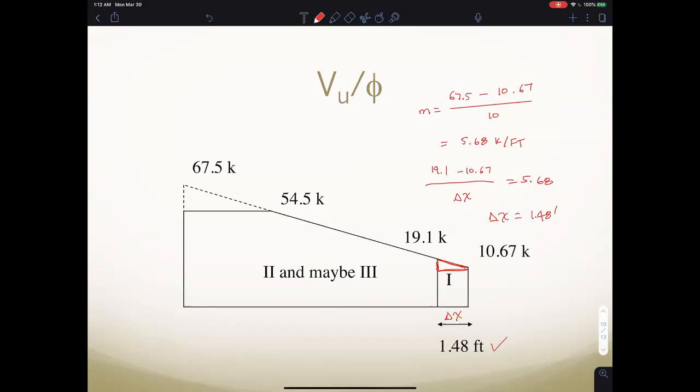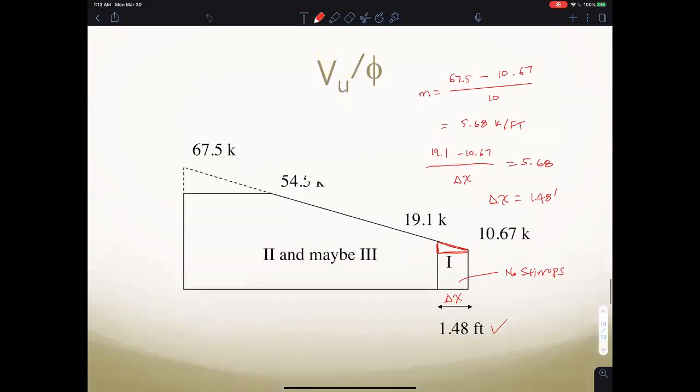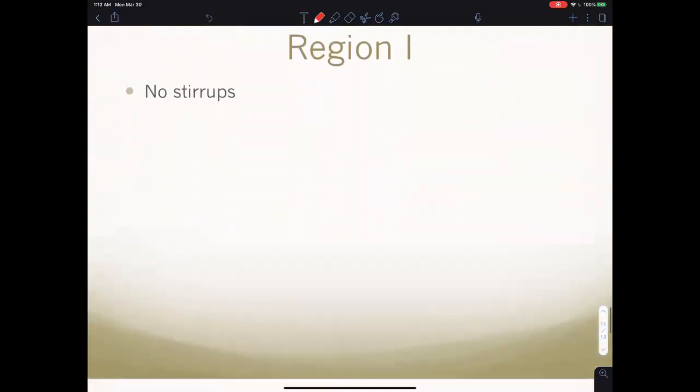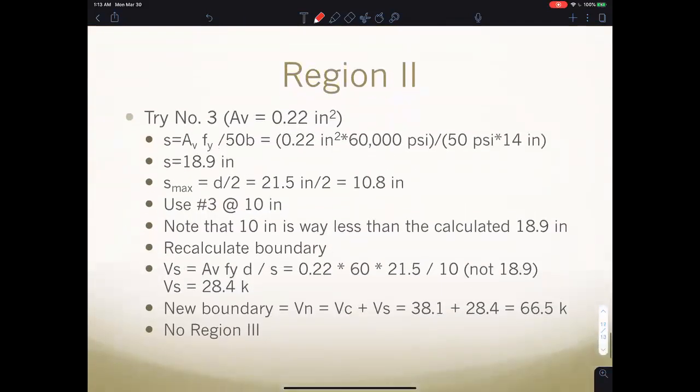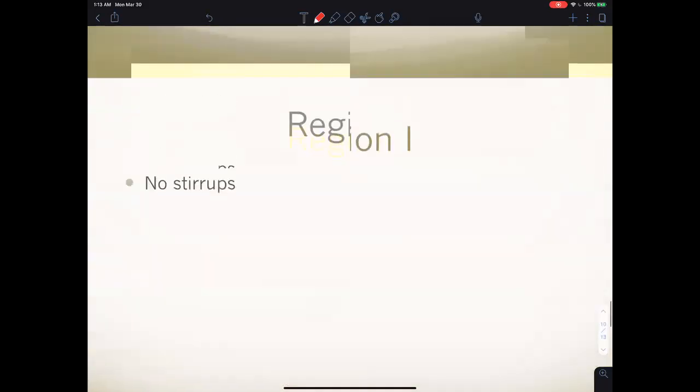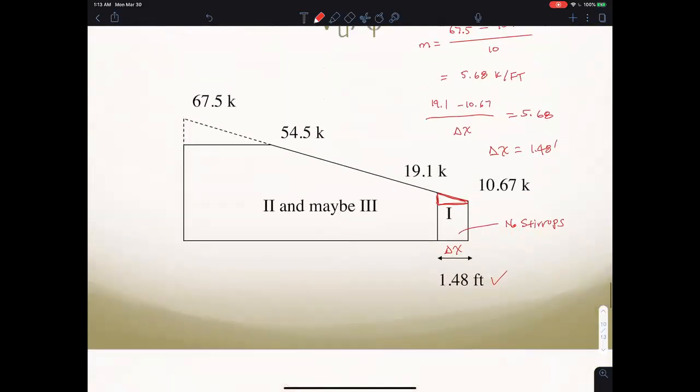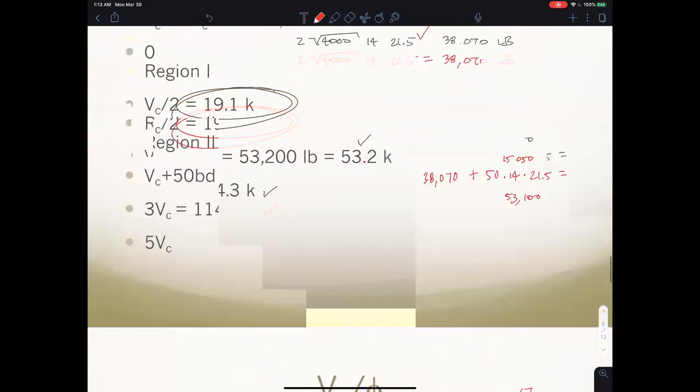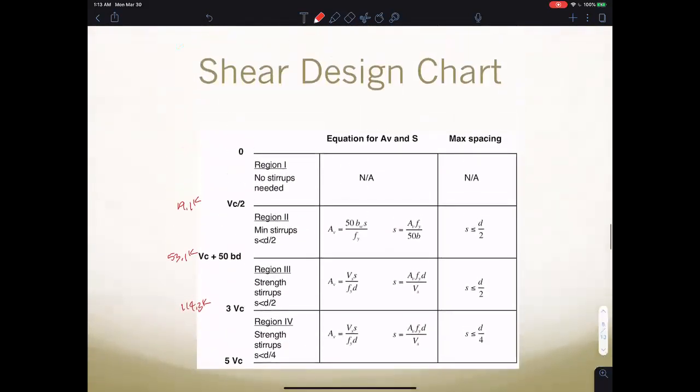Okay, so in here, no stirrups. The middle 3 feet of the beam will not have stirrups because this is half of the beam. Okay, no stirrups, no calculation. Region 2, okay. So out here, we're in region 2, and there might not be a region 3, as I'll explain in a little bit. Okay, so what we're gonna do, we did this one, now we're doing this one.